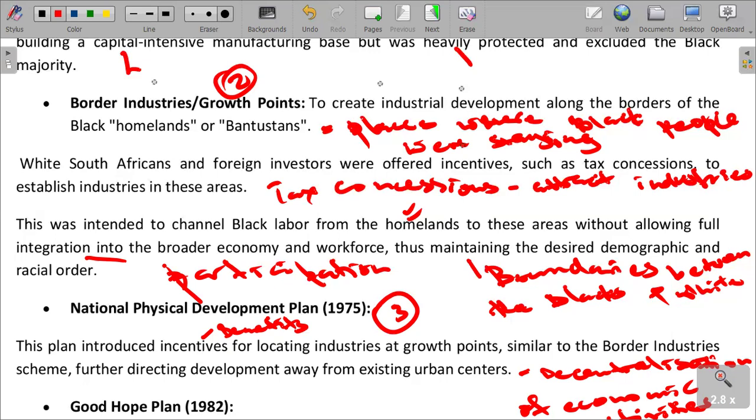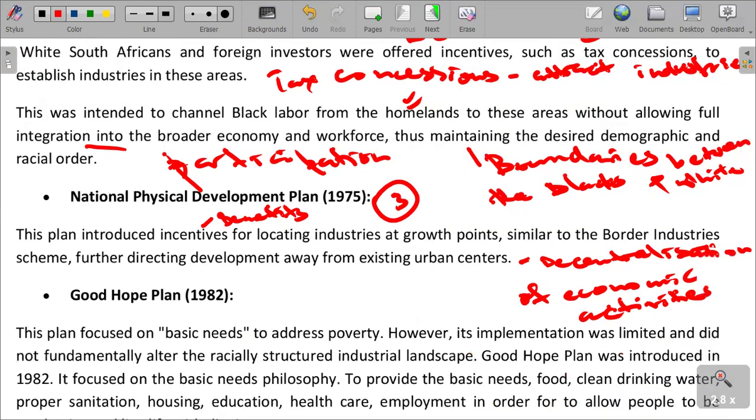Let's look at the National Physical Development Plan. The National Physical Development Plan of 1975 introduced incentives for locating industries at the growth points, which is similar to what we just said about the border industries scheme, further directing development away from existing urban centers.